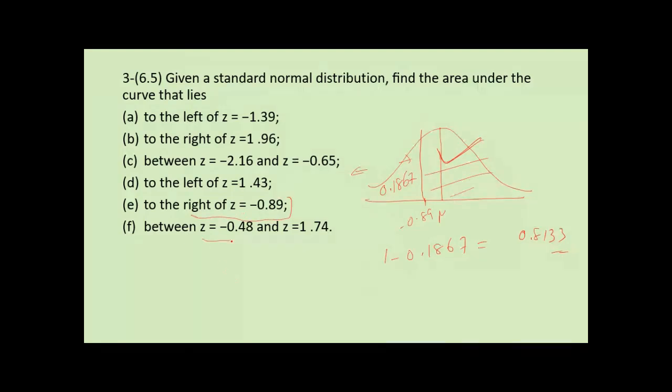Now again, between two values, just like C. But in C both are negative values. In this case, one is negative and one is positive. Okay, I think I leave this one to you. You can try and find it.